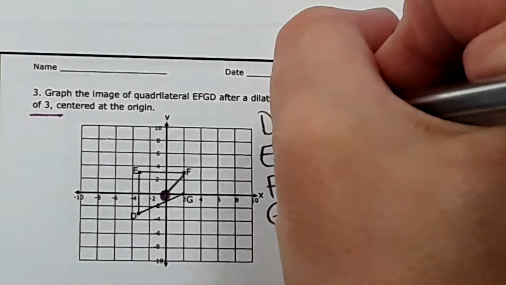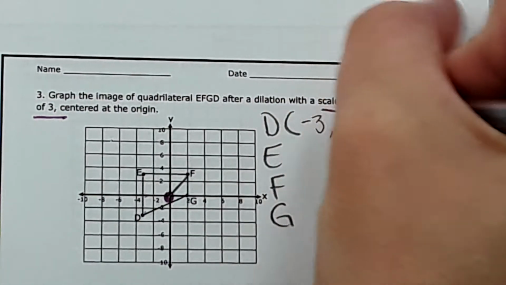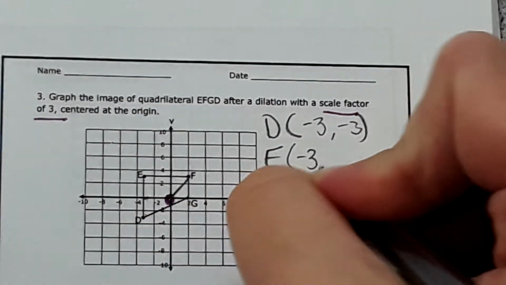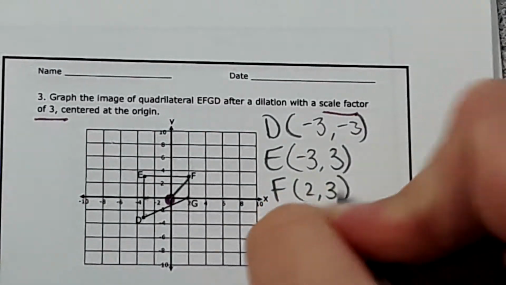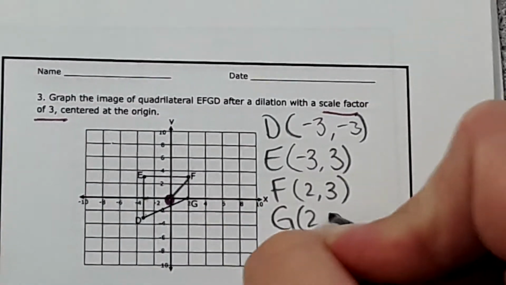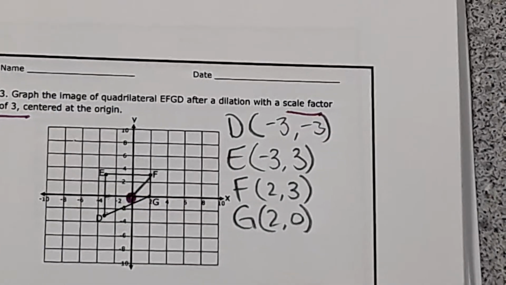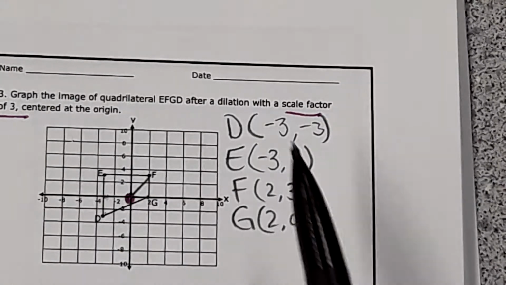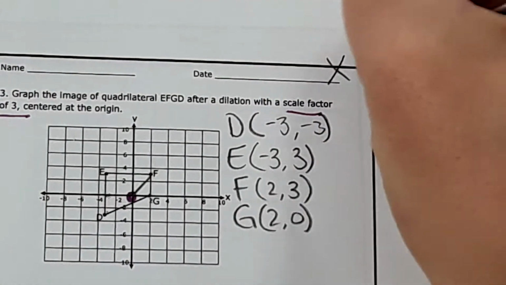Okay. So point D is at (-3, -3). E is at (-3, 3). F is at (2, 3). And G is at (2, 0). So those are the points of the original. So what we're going to do now, since it gets larger by a scale factor of 3, we can take all these points and multiply them by 3.